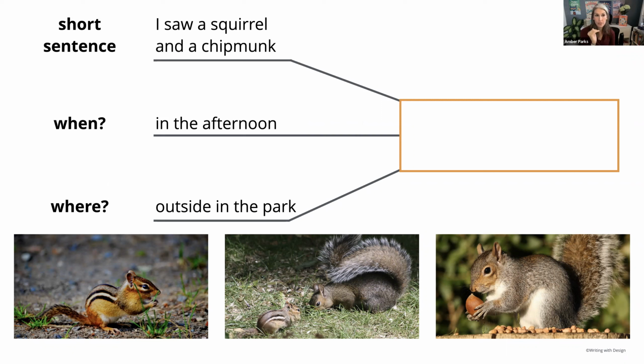Outside in the park in the afternoon, I saw a squirrel and a chipmunk. Or I could sandwich that short sentence between the when and where phrases. So I could say, in the afternoon, I saw a squirrel and a chipmunk outside in the park. Or outside in the park, I saw a squirrel and a chipmunk in the afternoon. So that's 4 different ways of coming up with the same information in terms of all the parts of the sentence, but just the 4 different structures that work well for this.